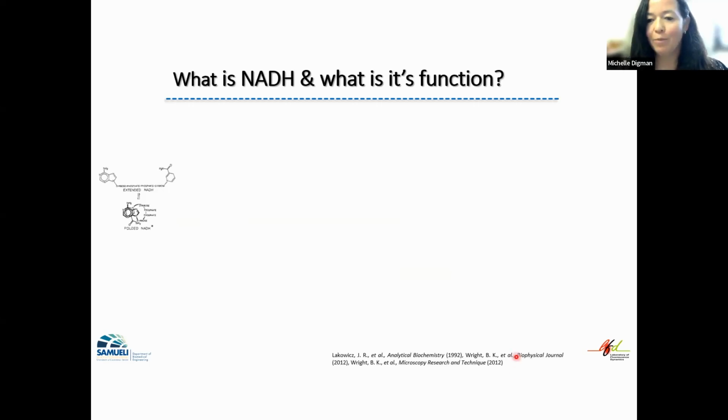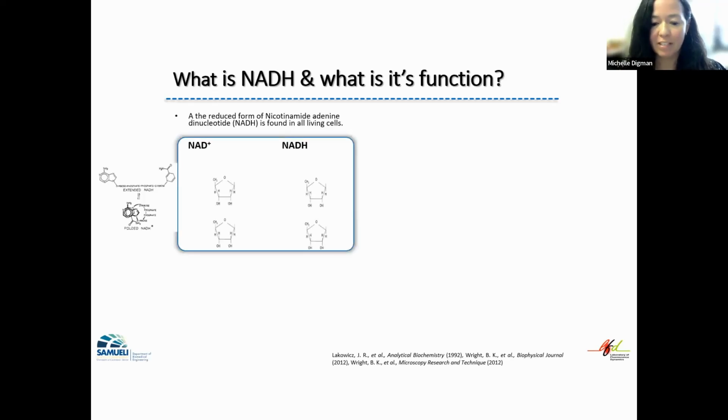So in our study, we use the autofluorescence signature within cells. Every single cell in our body has nicotinamide adenine dinucleotide in the reduced form, and the reduced form, NADH, is found in every single living cell. I'm just going to give this as background so you know what species we're looking at in the cell.